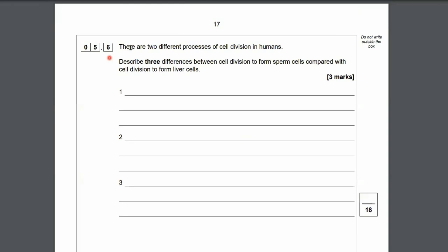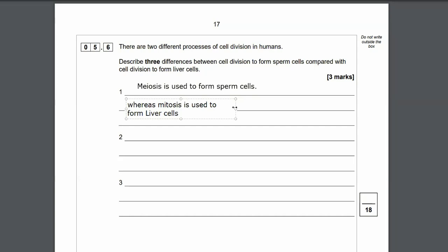Okay, 5.6. There are 2 different processes of cell divisions in humans. Describe 3 differences between cell division to form sperm cells compared with cell division to form liver cells. Meiosis is used to form sperm cells. So sperm and egg cells, which are the gametes or sex cells, are formed during a type of cell division called meiosis. Whereas mitosis is used to form liver cells. So your liver cells are replicated and reproduced in a process called mitosis.